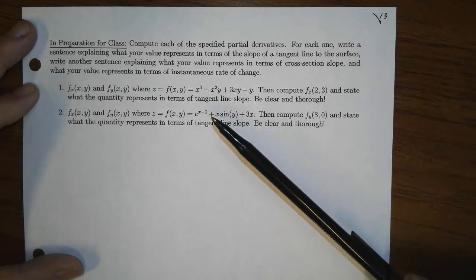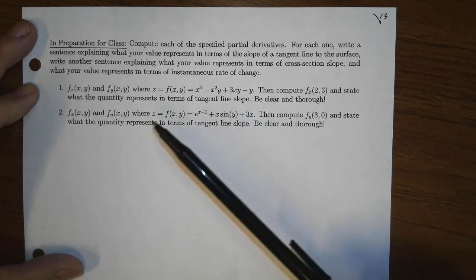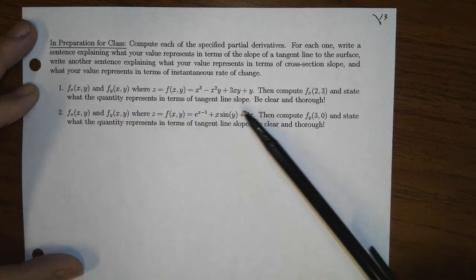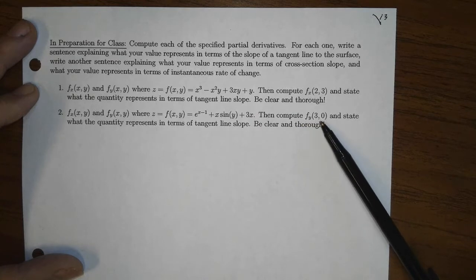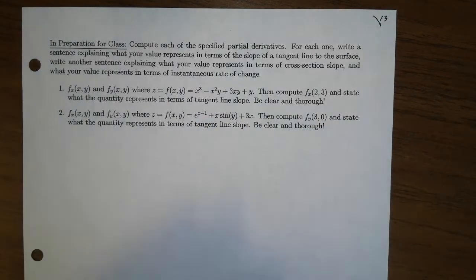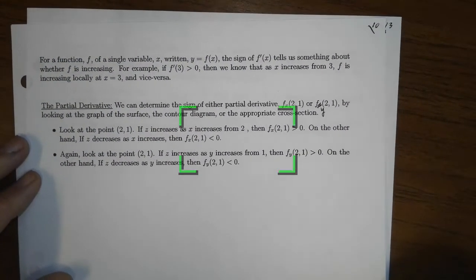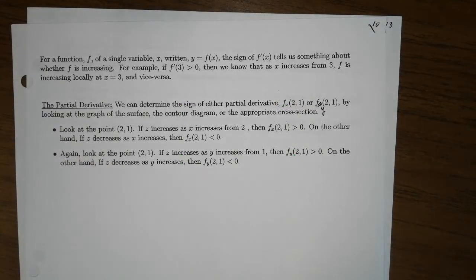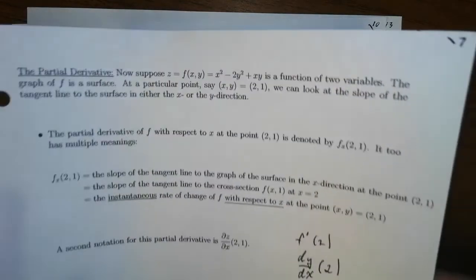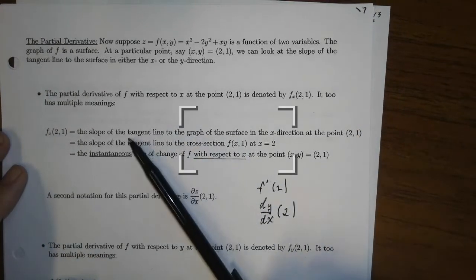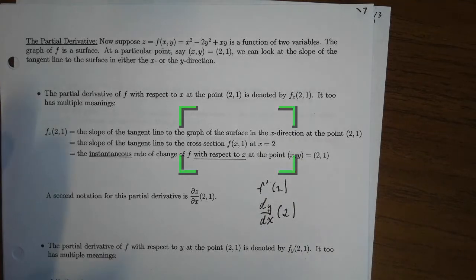Do the same thing using this function, computing the partials with respect to x and with respect to y. Then compute the partial with respect to y at 3, 0 and state what the quantity represents in terms of tangent line slope. Be clear and thorough. What you might want to do is go back, and when you explain what your value represents in terms of slope, you might want to follow the template that I've been using right here. So that's it for partial derivatives.